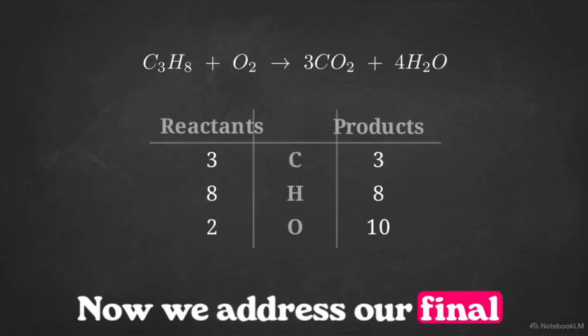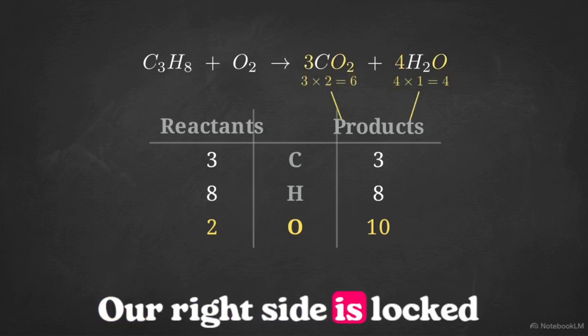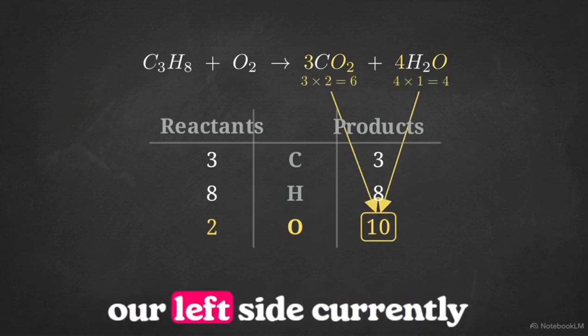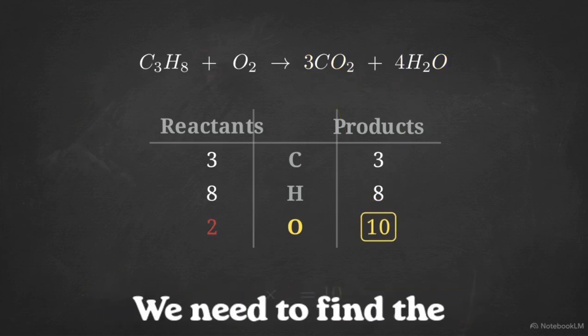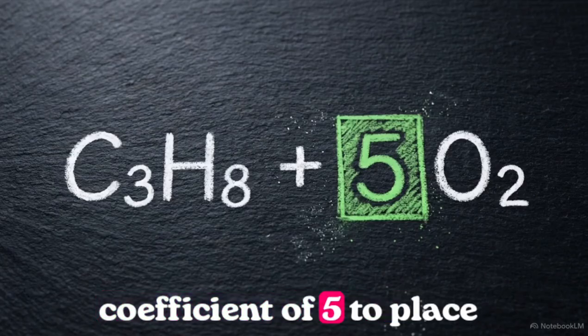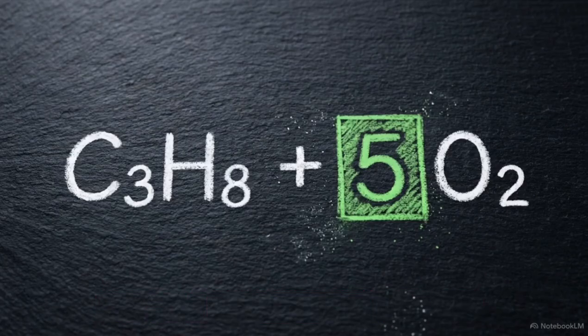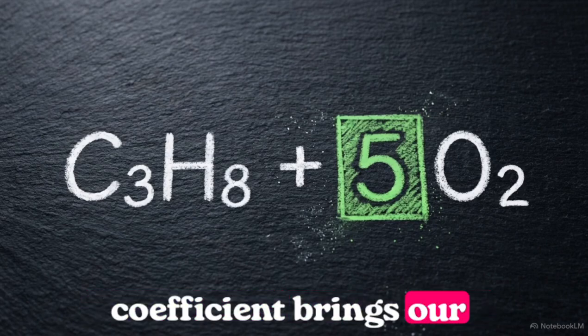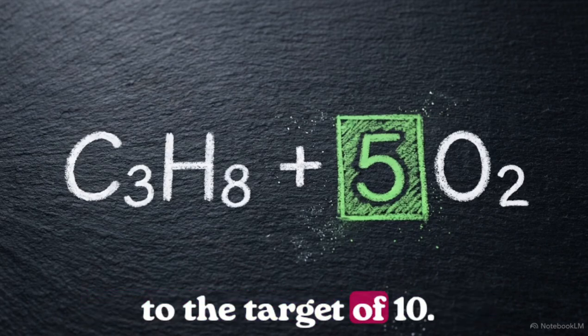Now we address our final imbalanced element. Our right side is locked in with 10 oxygens, and our left side currently has 2. We need to find the multiplier that turns 2 into 10. That gives us a coefficient of 5 to place in front of the O2 molecule. Multiplying out that new coefficient brings our left side oxygen tally up to the target of 10.